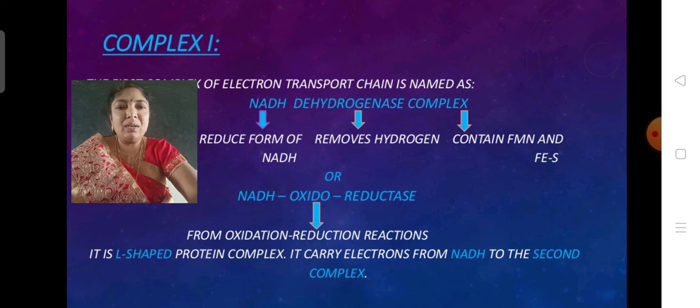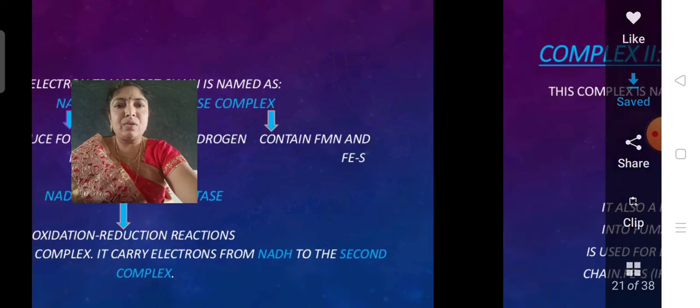First of all, the electrons reach the FMN, in which NADH is oxidized to NAD. From this NADH, the protons are released. They enter into the perimitochondrial space. So in this reaction, 4 protons are released from the NADH during this oxidation reaction. It is an L-shaped protein complex. It carries electrons from NADH to the second complex. This is about the first complex.